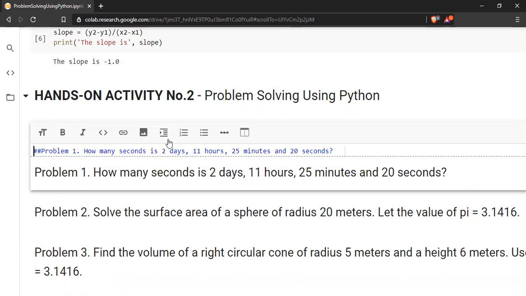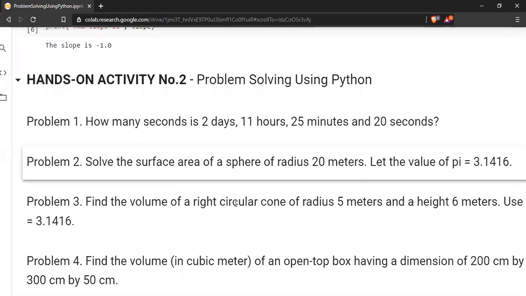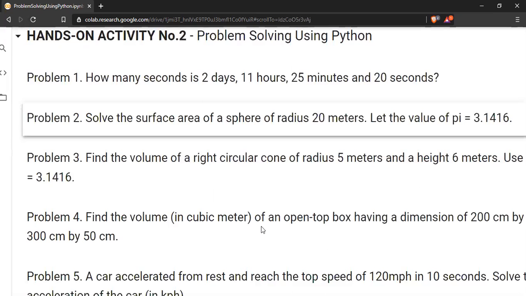Okay, so this is a conversion of unit. In problem number 2, you are going to solve the surface area of a sphere of radius 20 meters. You can use the value of pi equals 3.1416. Initially, pi is equal to 3.1416, but in our future topics, we will use math functions to get the value of pi. We will not assign pi as 3.1416 in our future programs.